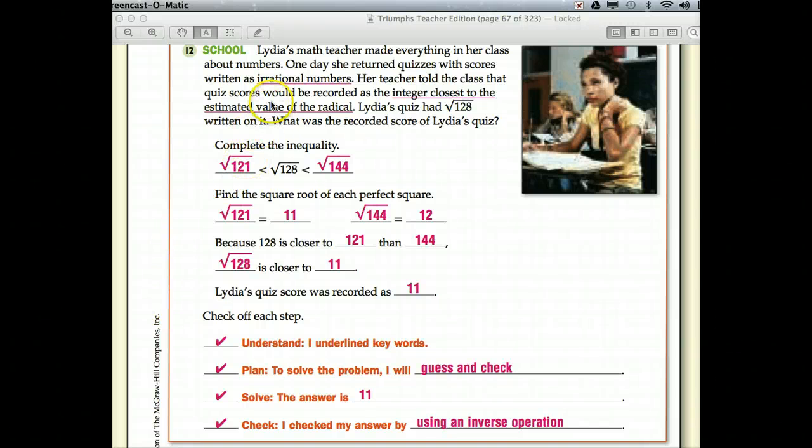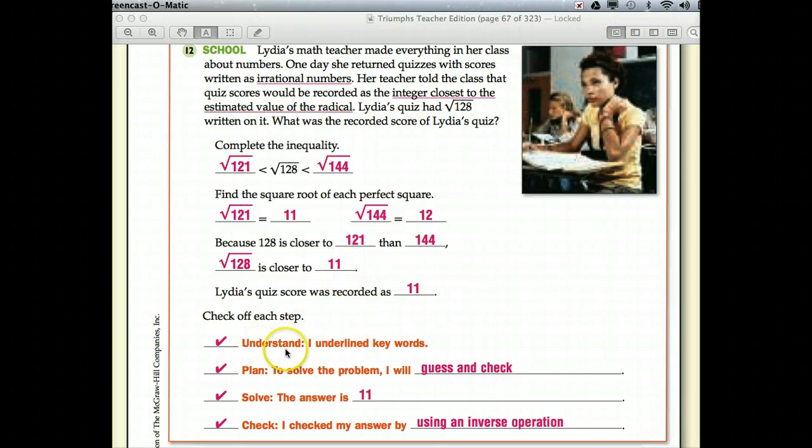Did you see that irrational numbers was really important? And the integer closest to the estimated value of the radical. So this is the work we've already been doing. So it goes between square root of 121 and 144. So that'd be between 11 and 12. Now we need to know which is it closer to. So we do the subtraction and find out it's closer to 11, isn't it?